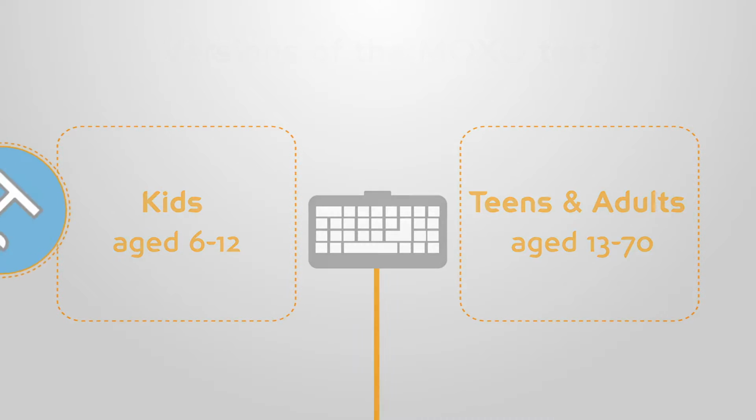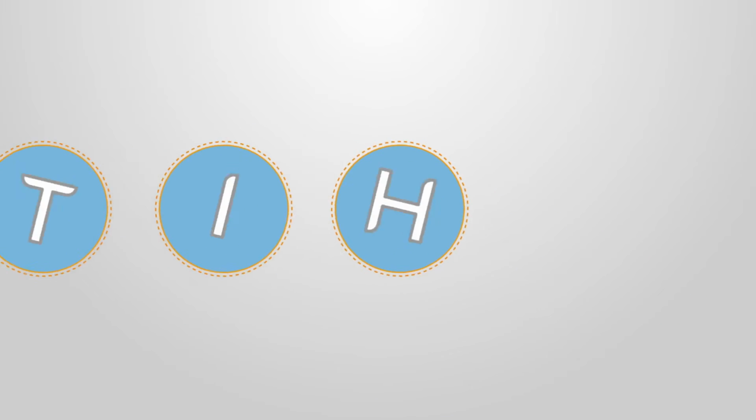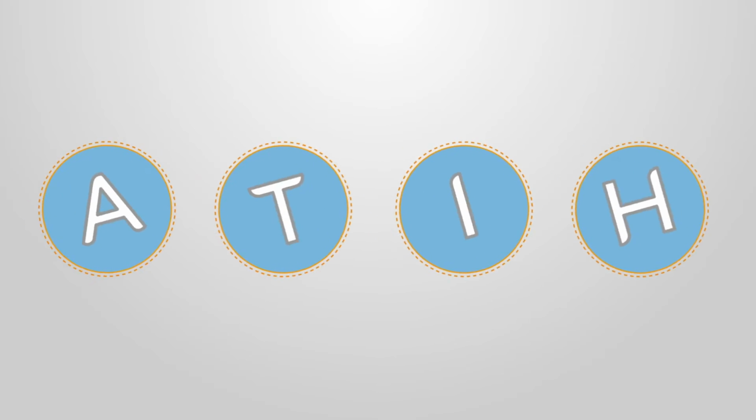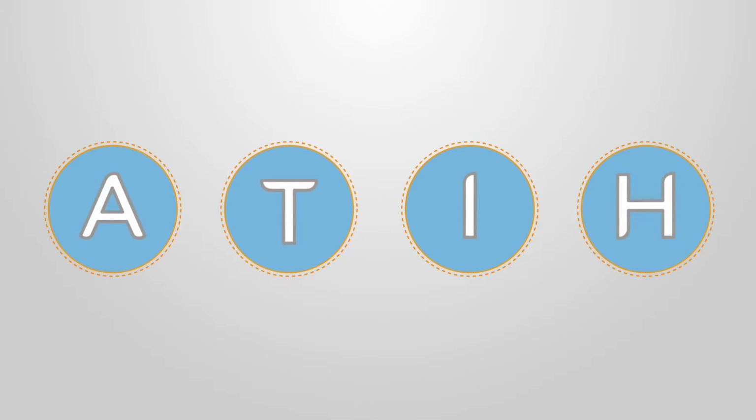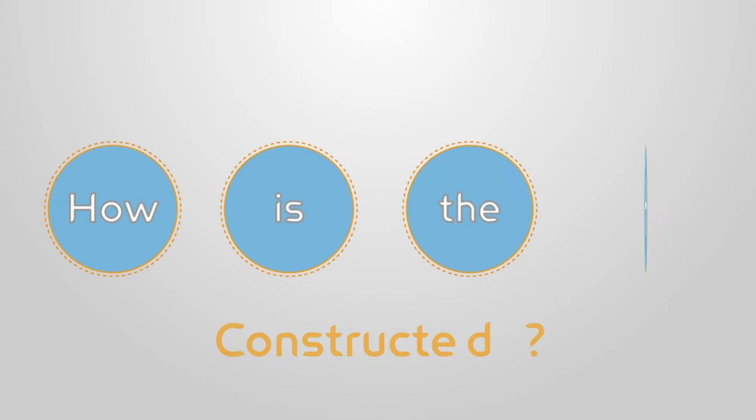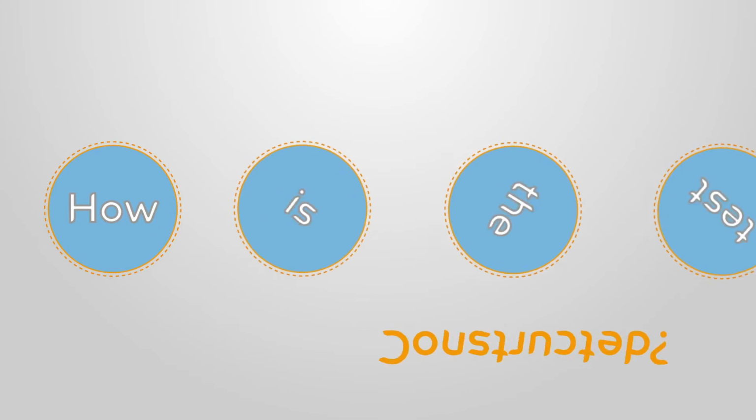The Moxo test results are displayed in 4 indices, which together provide the attentive profile: attentiveness, timeliness, impulsiveness, and hyperreactivity. How is the test constructed? Let's start with a general overview.